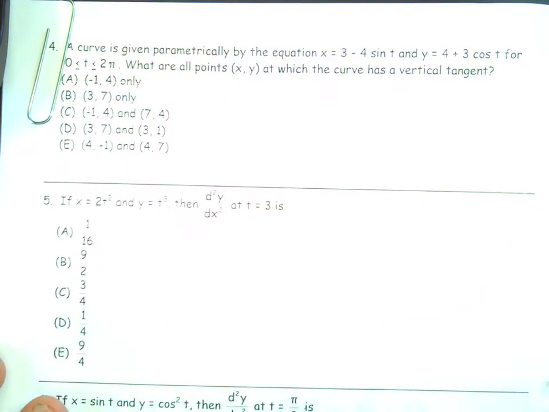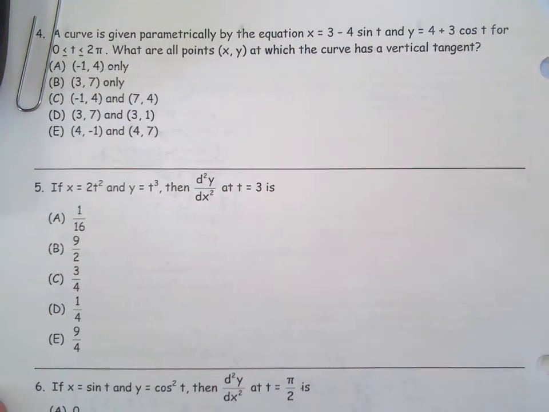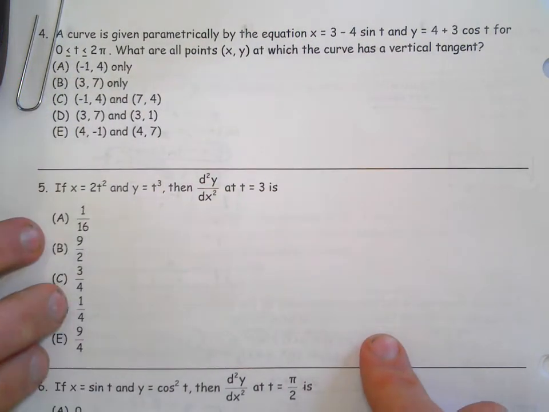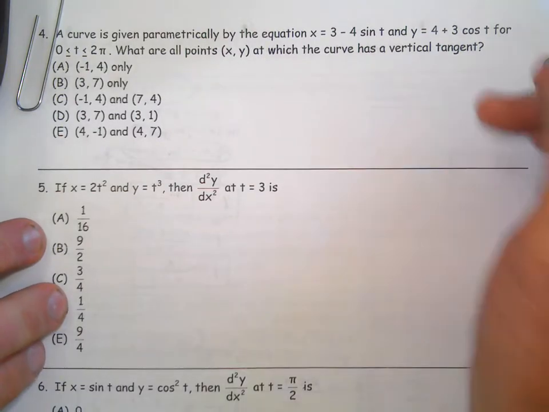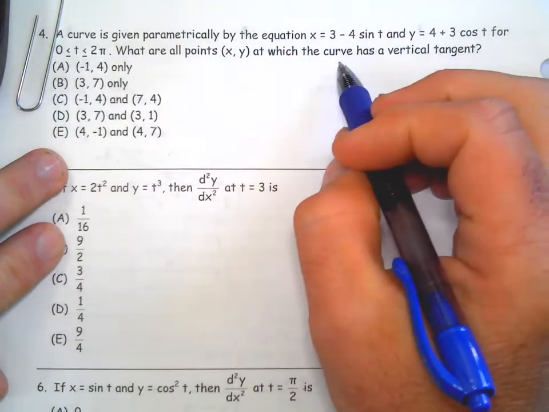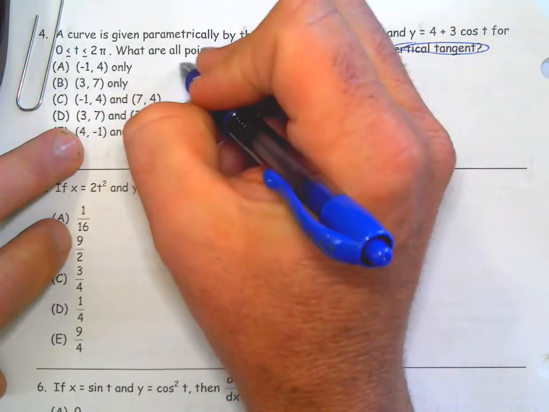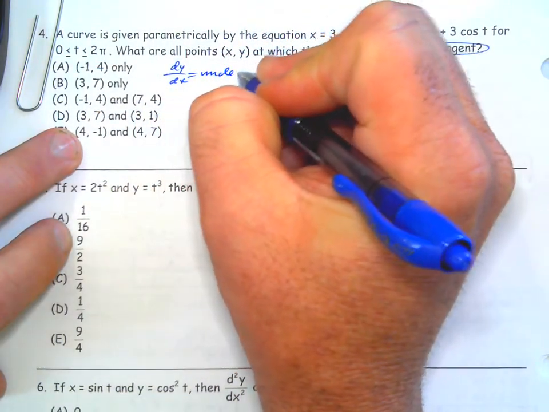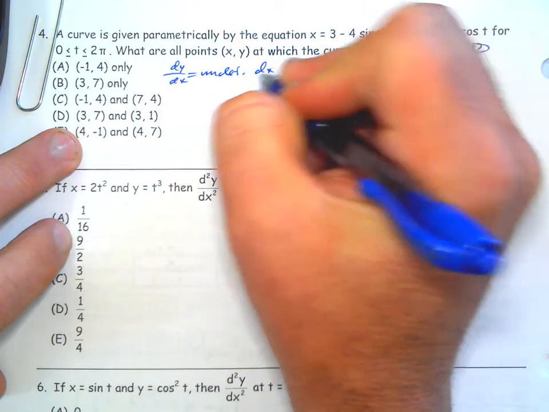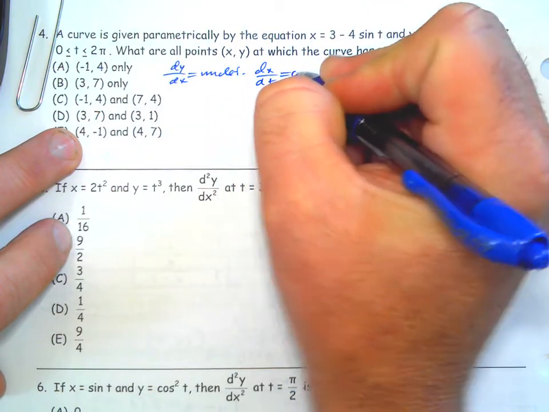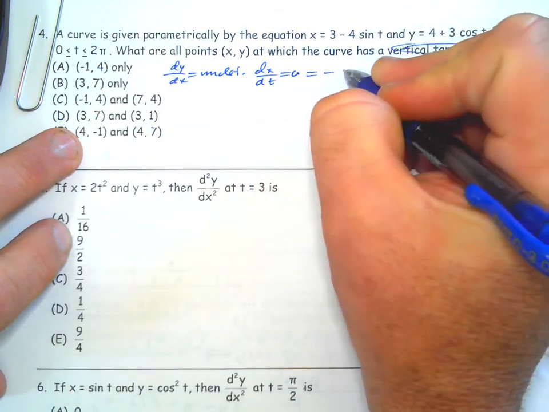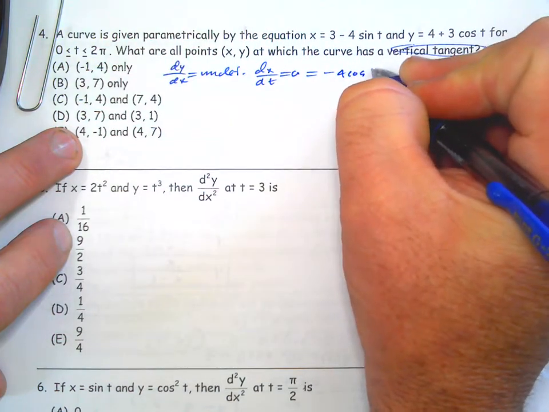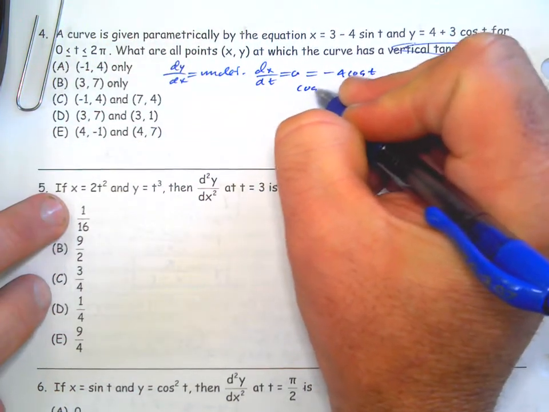Number 4, parametric equation. What are all the points on which the curve has a vertical tangent? So that's going to be dy/dx equals undefined, which is going to be dx/dt equal to 0, and dx/dt is negative 4 cosine t. So that's when cosine t equals 0.